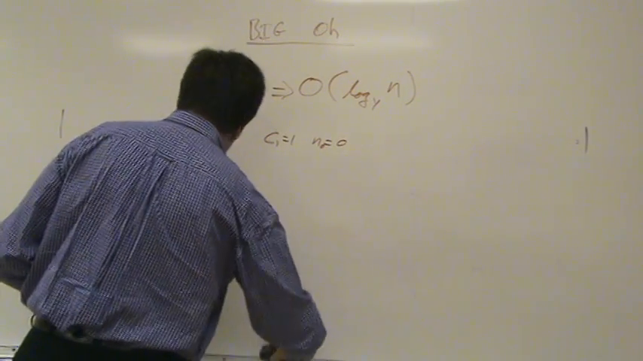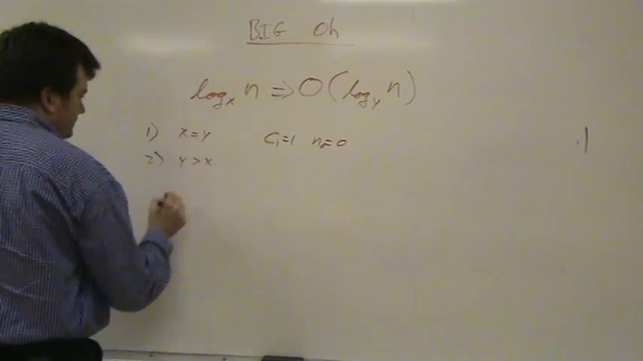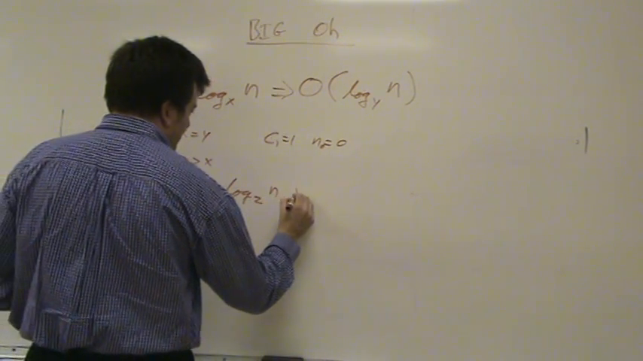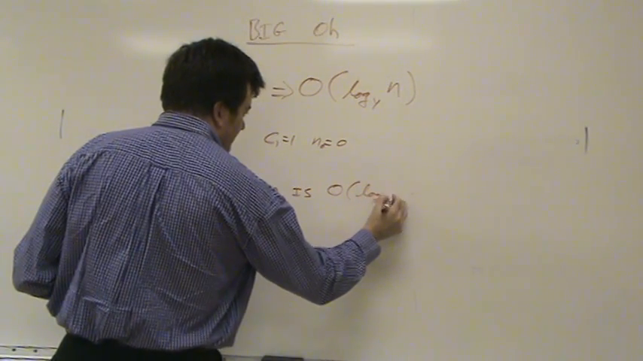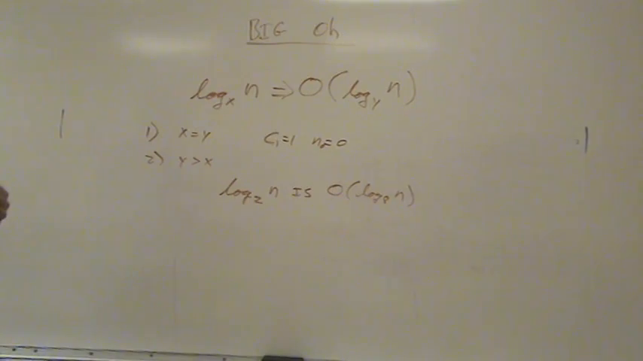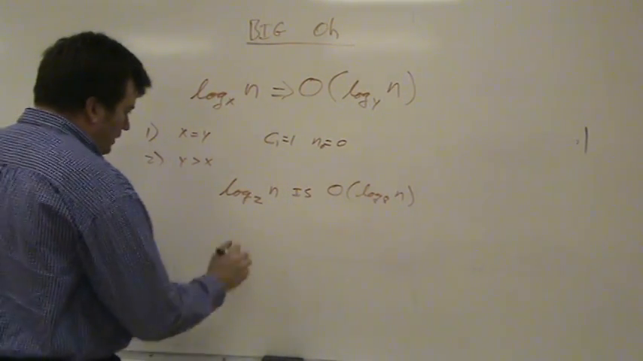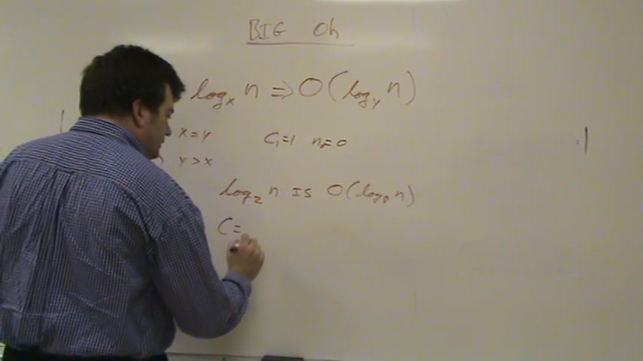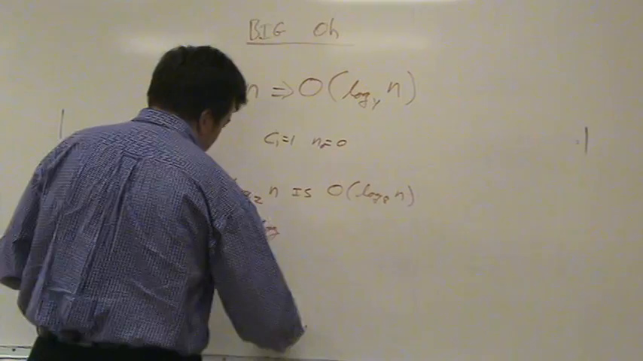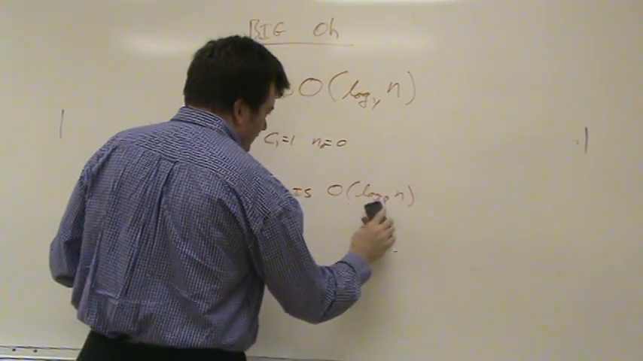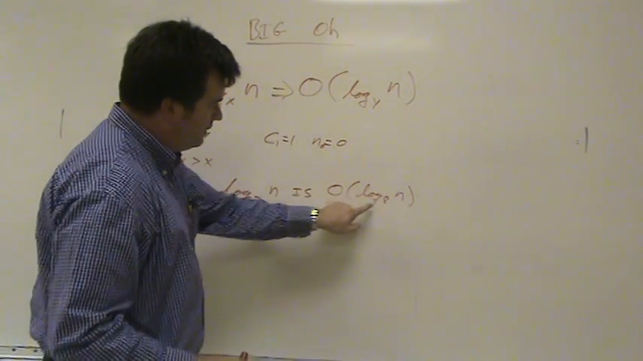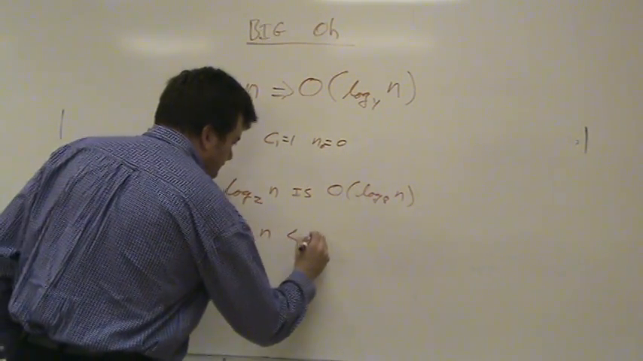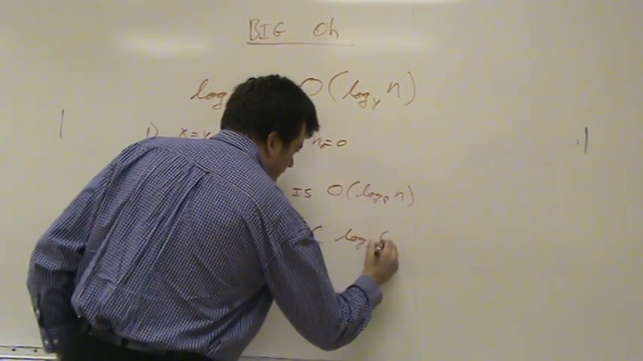What about the case where y is greater than x? Suppose we have, for example, log base 2 of n is order log base 8 of n. Is that true? So here's what the question ends up being. Is log base 2 of n order log base 8 of n, as an example? So can we do log base 2 of n is less than some constant times log base 8 of n?